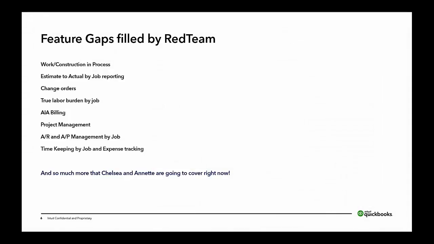But this is really what I'm excited about today and what we're here for, right? Enough about what I'm sharing about me. The feature gaps filled by RedTeam, and this is just kind of scratching the surface of the list, but construction and process. We have no WIP reel reporting in QBO, estimate to actual reporting, change orders, true labor burden by job tracking, AIA billing, project management. They even handle the AR and AP management by job or for a job, as well as timekeeping by job and expense tracking. And there's just so much more.